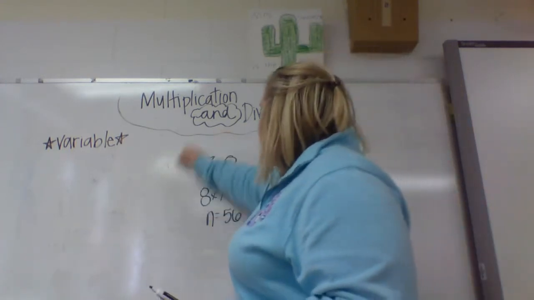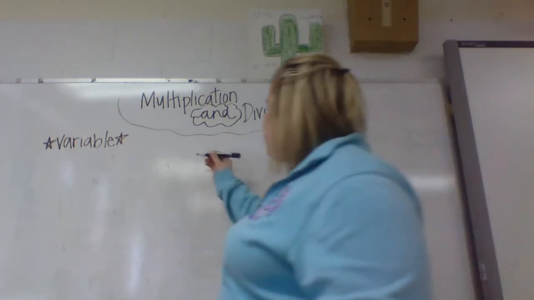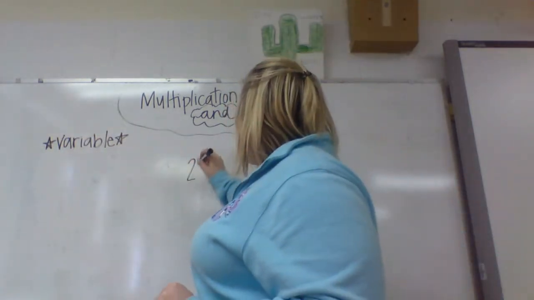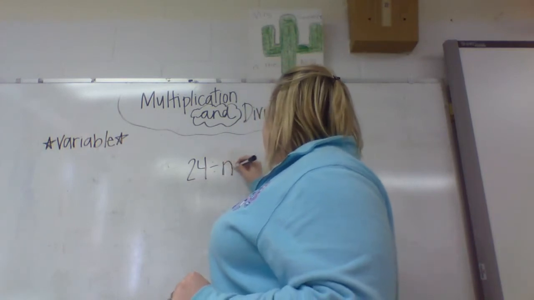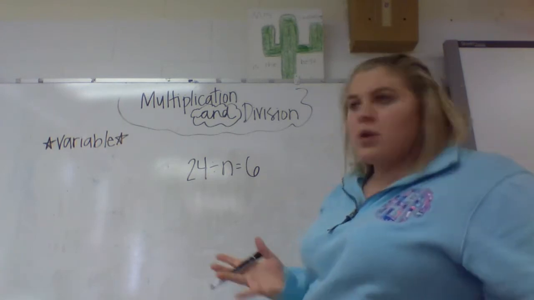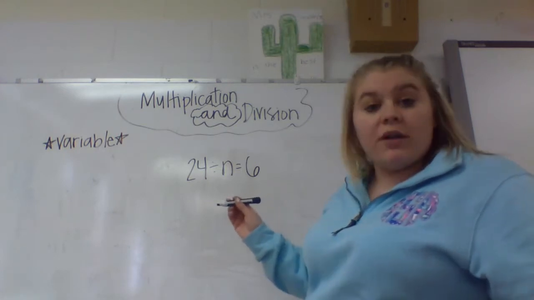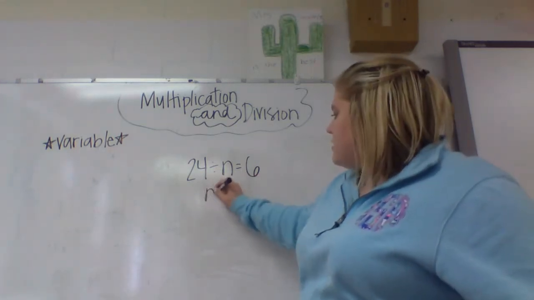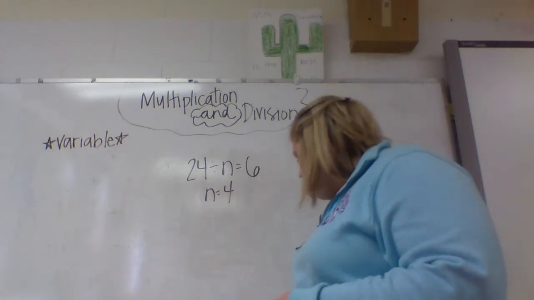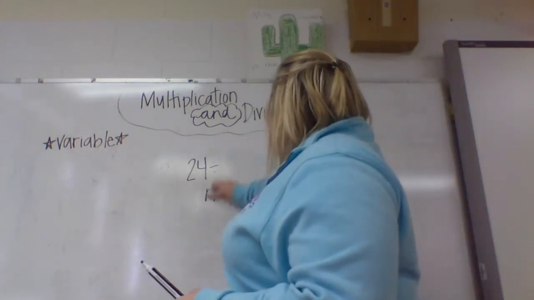Another one we can look at is when your n is in the middle. In that one, the n was on one side, so we could do the opposite. If your n is in the middle though, sometimes it's just easier to know. 24 divided by n equals 6. 24 divided by what equals 6? What do you divide 24 by to give you 6? Well, we know 24 divided by 4 equals 6. So we can really quickly say, okay, n equals 4.